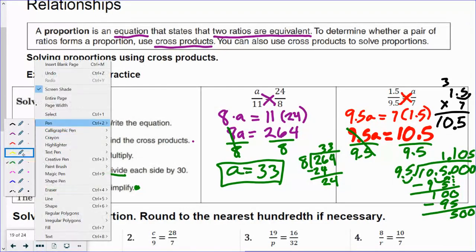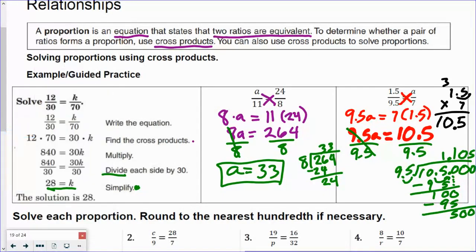So my final answer, rounding to the nearest hundredth, this is my hundredth. I look at my 5 after it. A equals 1 and 11 hundredths. I have to round up my 0 because there's a 5 after it. It's a big enough number that I can kick it up.